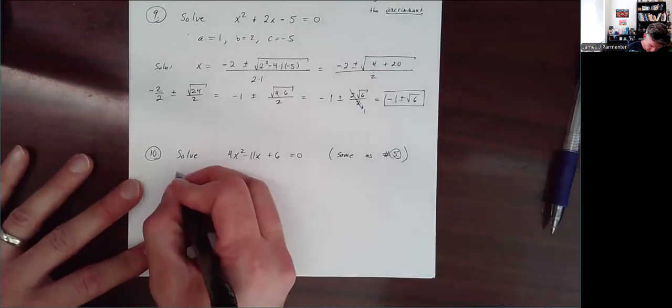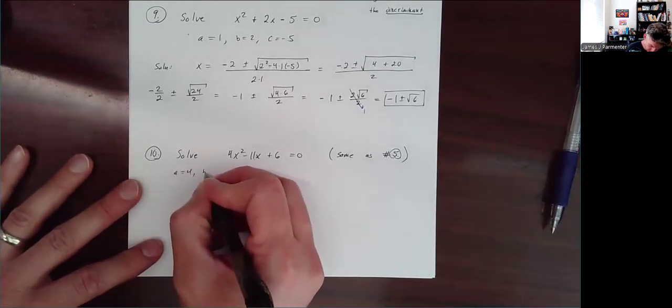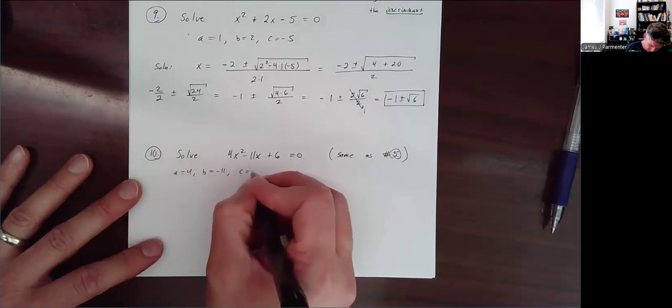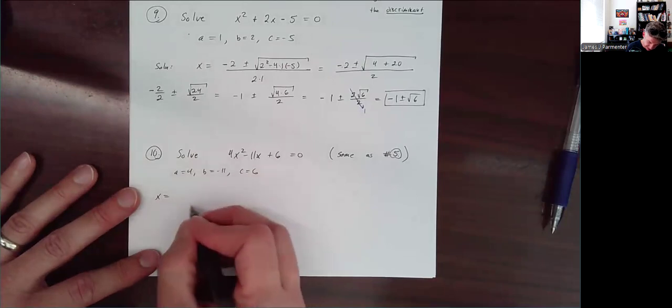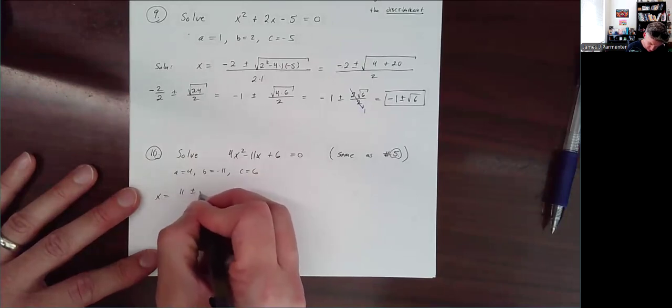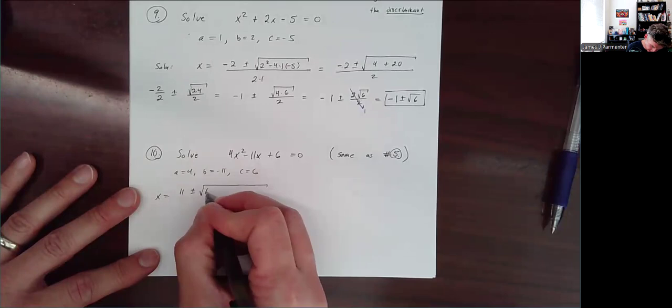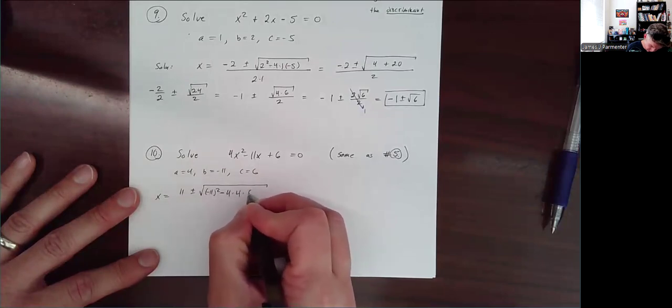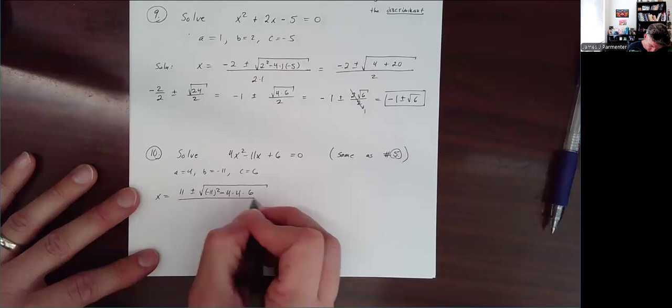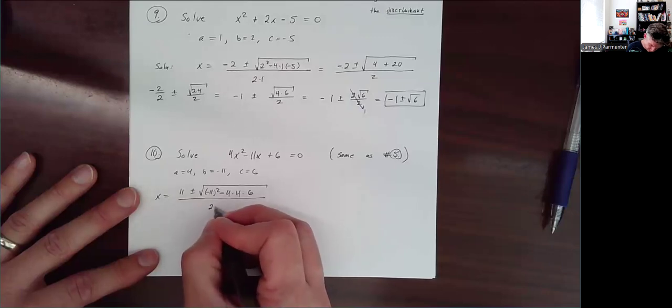So here our A is 4, our B is -11, and our C is +6. So throwing everything into the formula, we get -11 plus or minus the square root of -11 squared minus 4 times A times C, so 4 times 4 times 6, all over 2 times 4.